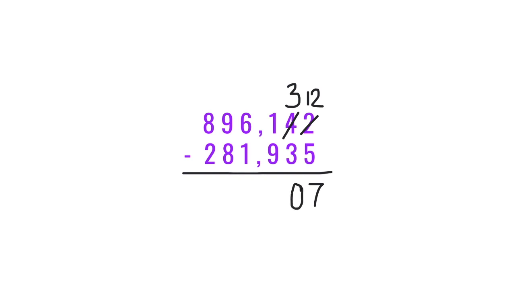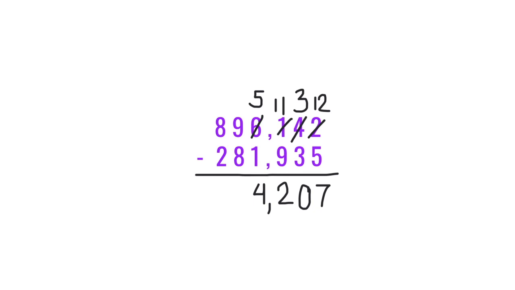Moving on to the hundreds place, we cannot take 9 away from 1, so we will have to borrow again. We borrow from the 6 and make it a 5, so that we can add 10 to our 1 to make it an 11. 11 minus 9 is 2, and 5 minus 1 is 4. Now we can move on to the 9 minus 8, which is 1, and 8 minus 2 is 6. So our final answer is 614,207.